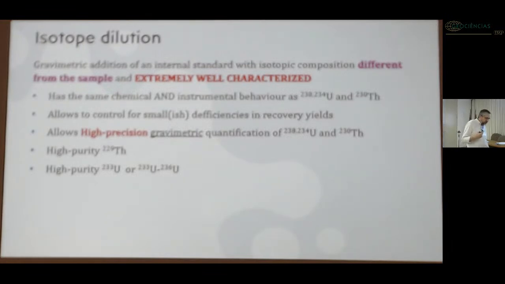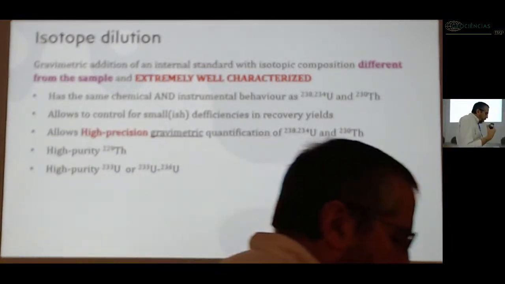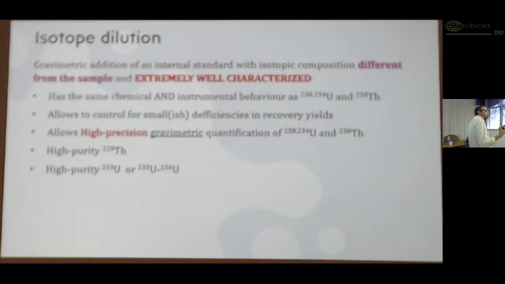As Kathleen said this morning, these are synthetic, these are radioactive, these are way more radioactive than the normal natural uranium isotopes, so you have to be careful with them. I'll tell you a little bit later about it.